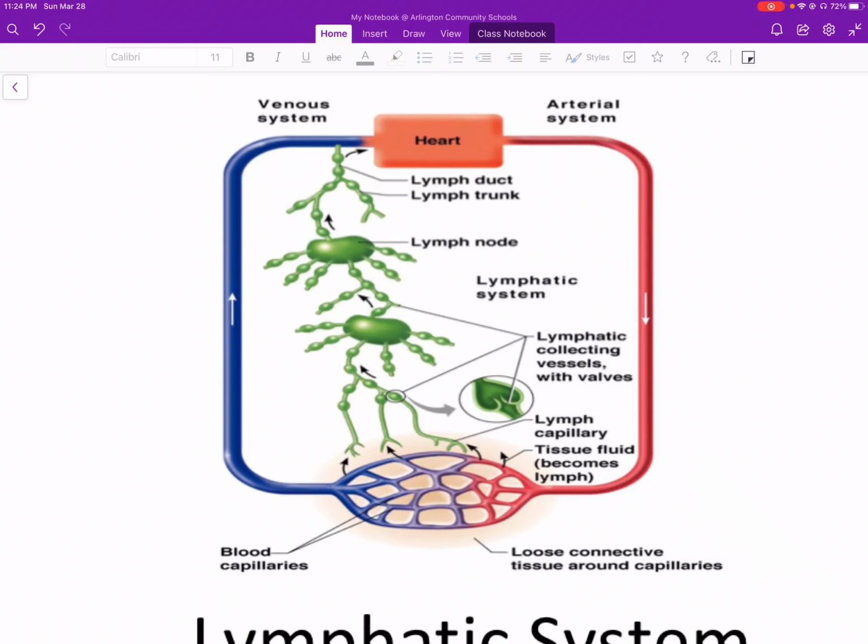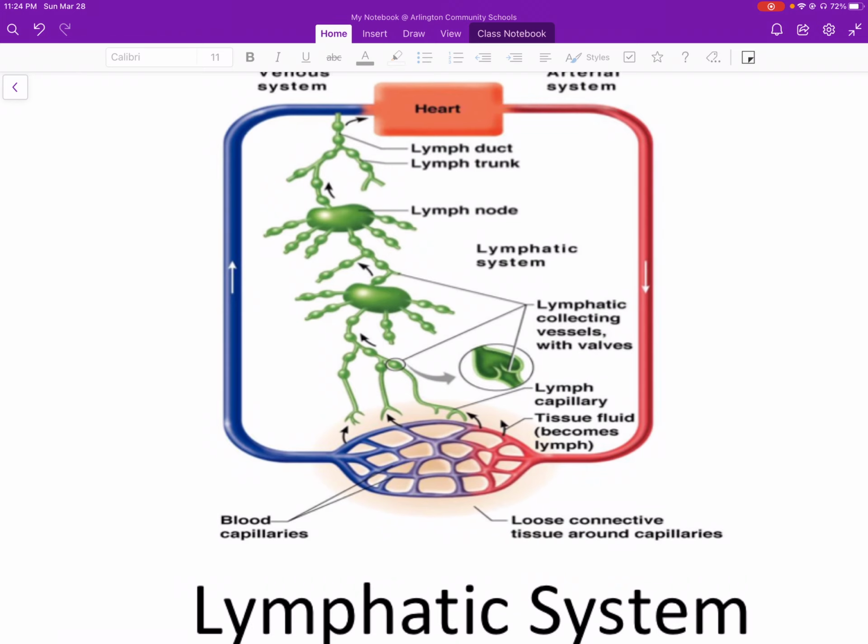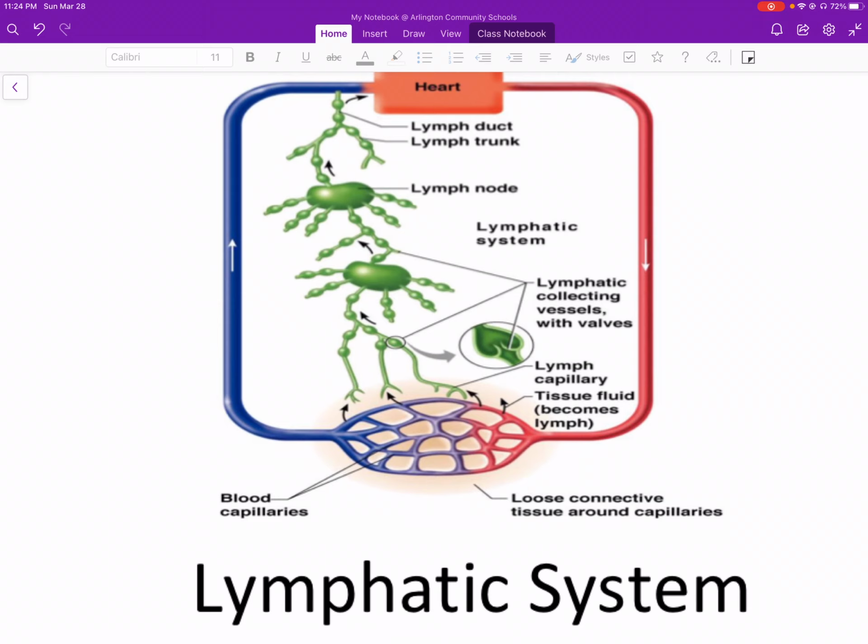Hey guys, welcome back. So this week we're going to talk about the lymphatic system, and so we're going to do notes today, work on your study guide tomorrow, look at some disorders, and then have a quiz for you all at the end of this week, which will open again on Wednesday, close on Thursday again.